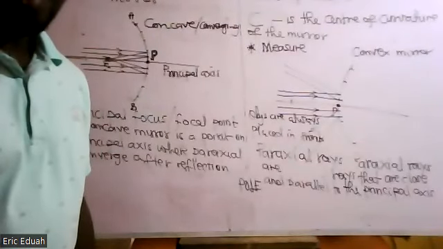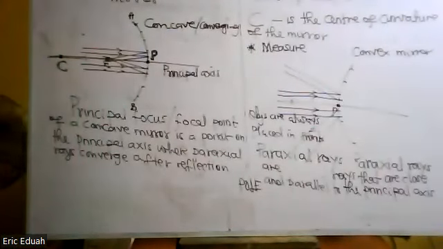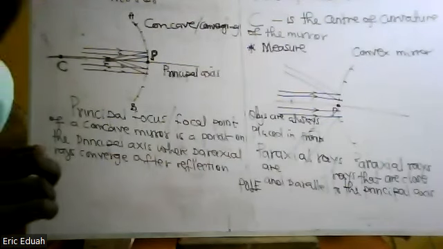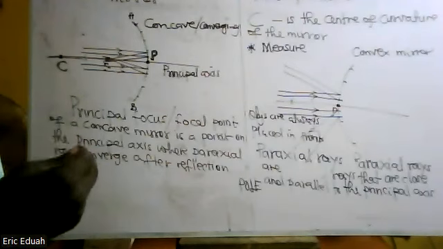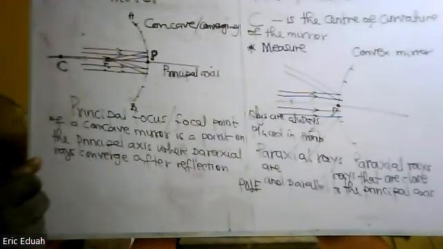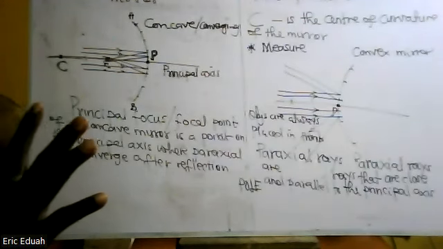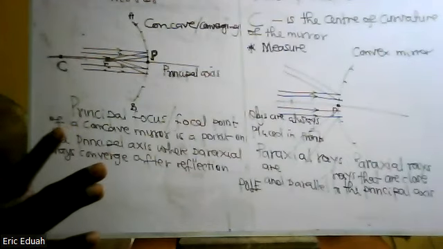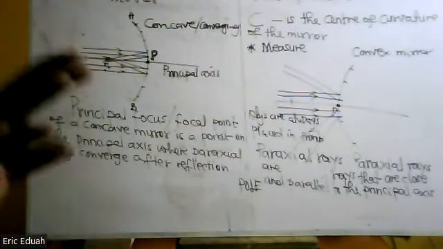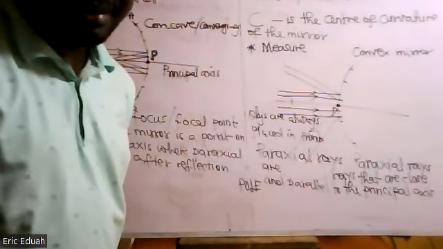Please, the point where the parallel set of incident rays meet at a point after refraction. Irene, nice attempt, but we are talking about reflection. We haven't looked at refraction yet. Okay, Irene has given an attempt.